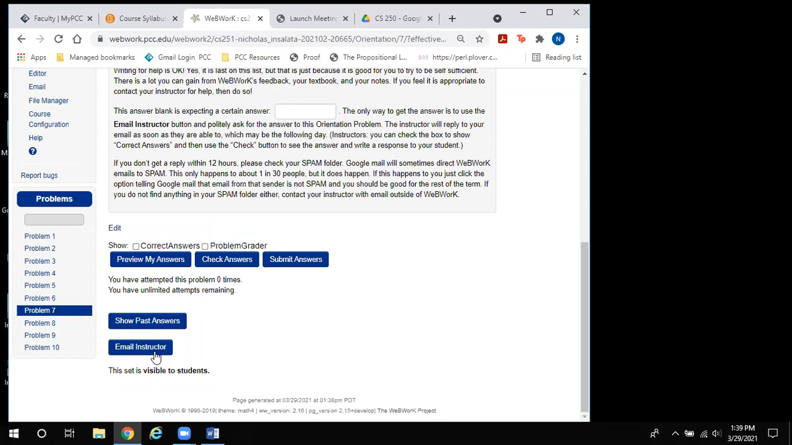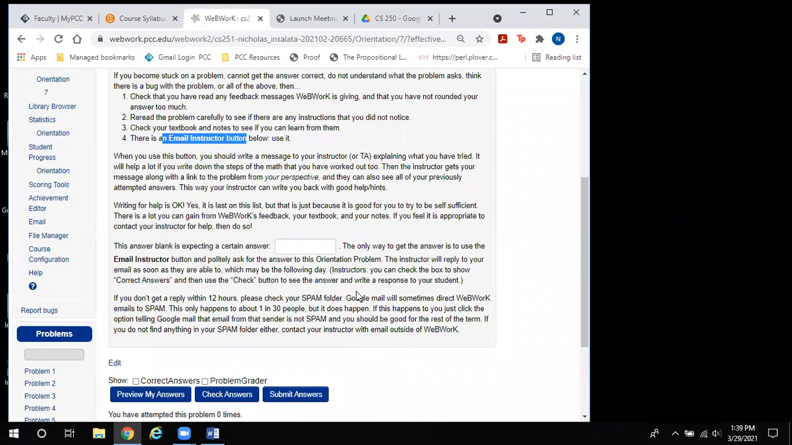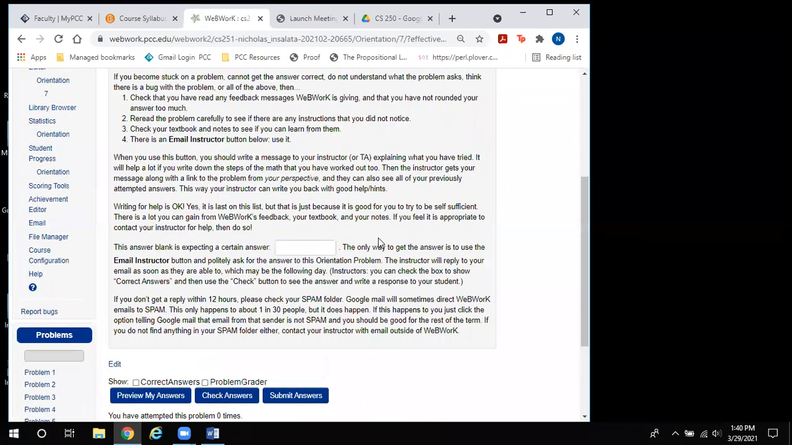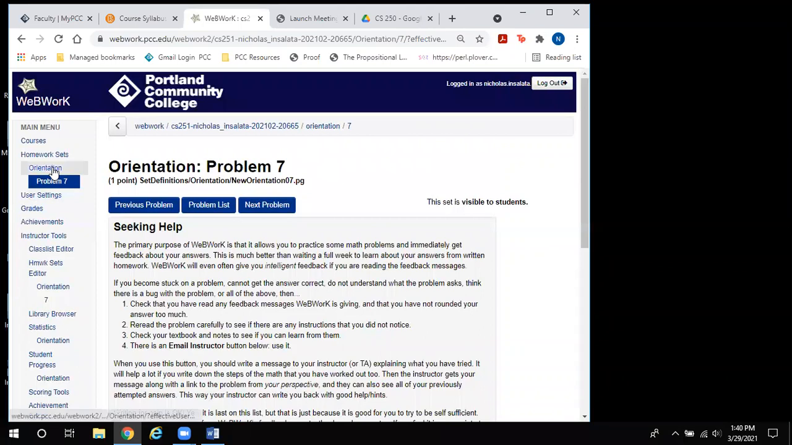because then it sends me a link to that particular question, so I don't have to go log in and everything, right? It just sends me a link to that question and shows me all your prior responses and shows me your question all at once. So it's really convenient for me. So if you would use this to email me about WebWork, that would be great. And that's just one example of something you learn about in this orientation homework set.